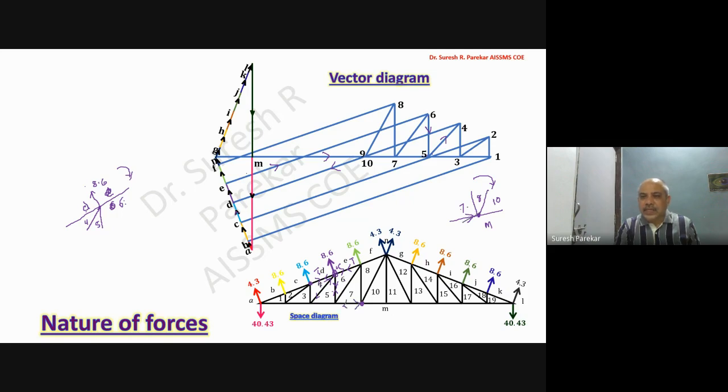Then we have 7-8. So 7 we have over here, 8 we have over here. We are going up. So we have 7-8, we are going up, which means we have tension over here. Then 8 to 10. So we have 8 over here and 10 downward. So we are going down. So 8 to 10 downward, we will show one arrow and say it is compression.